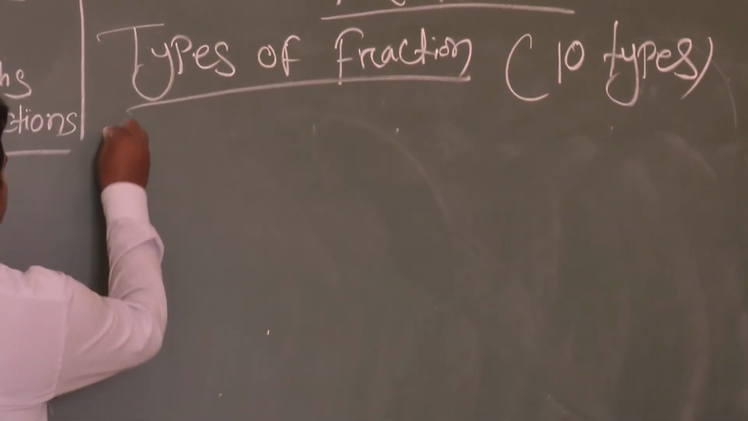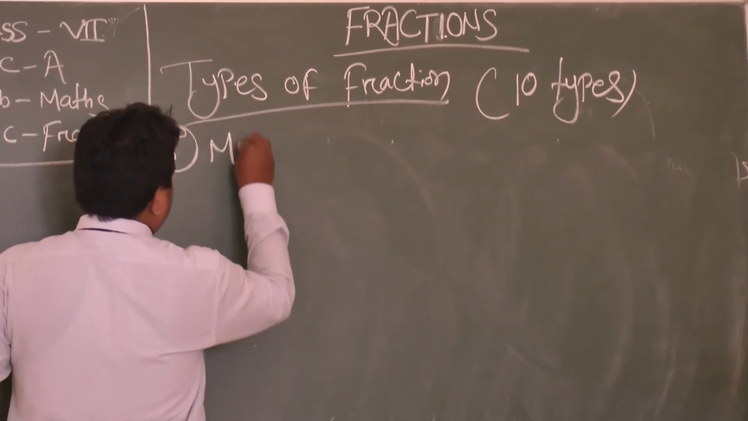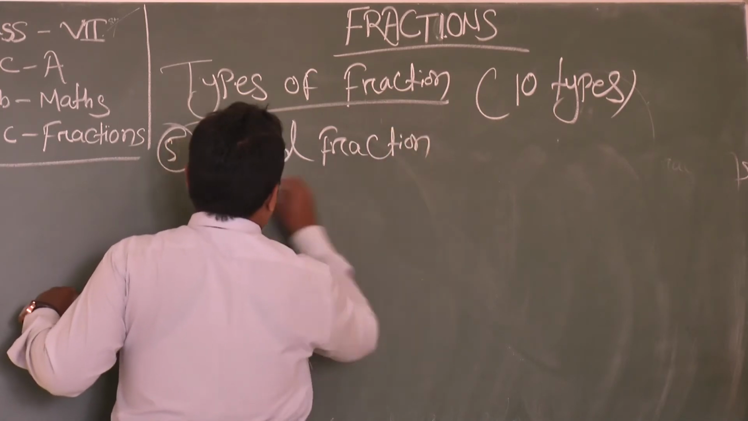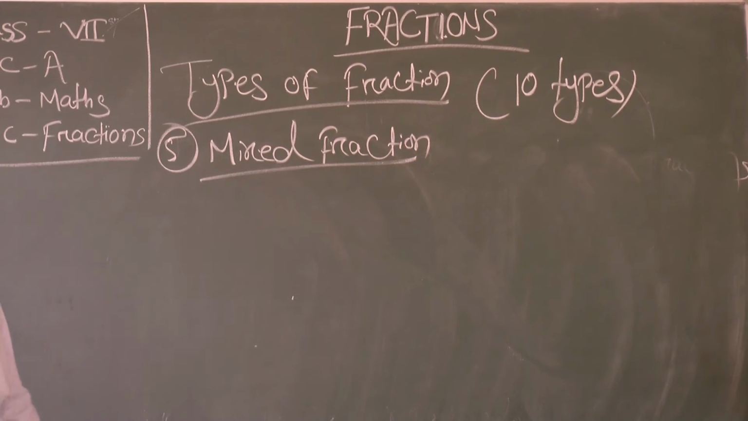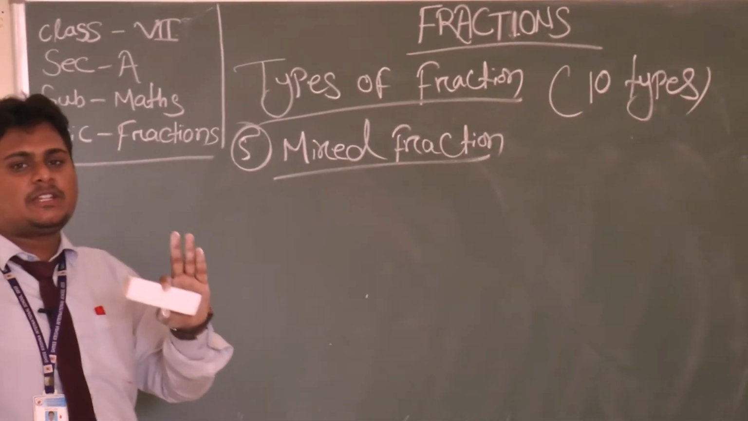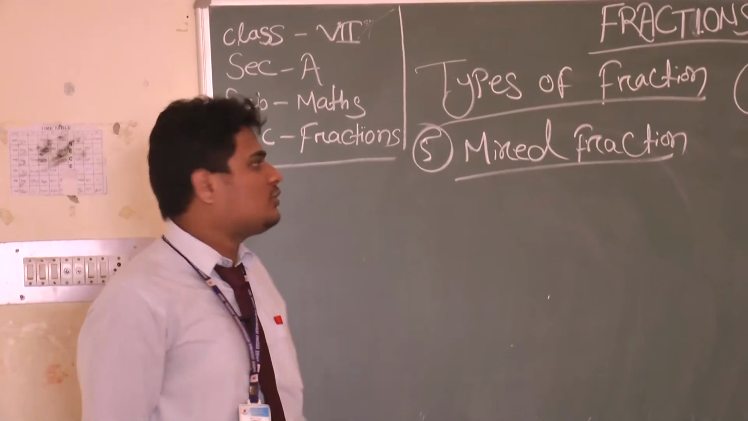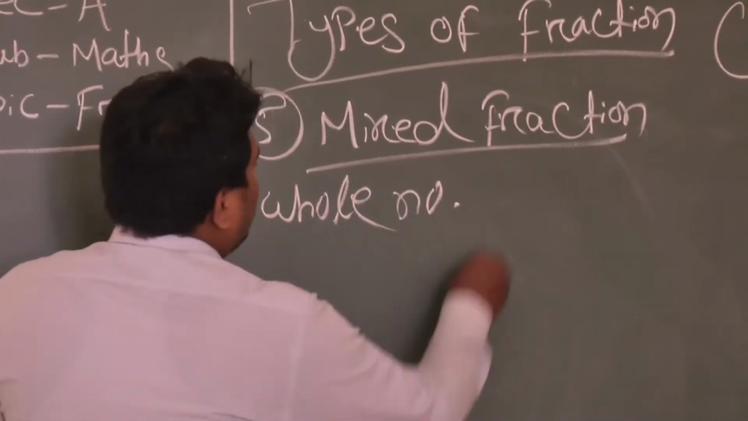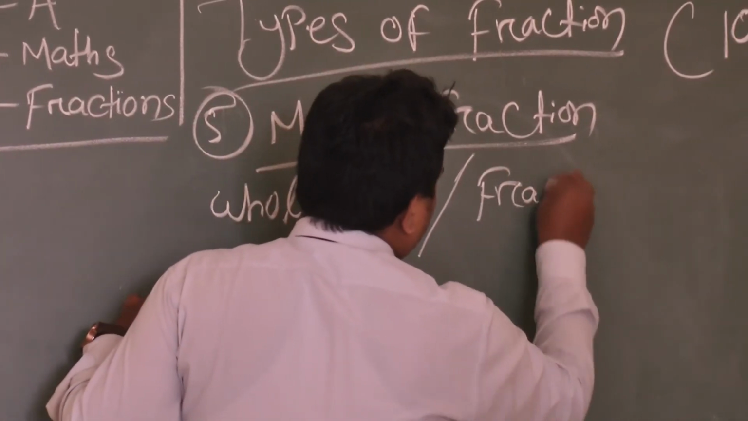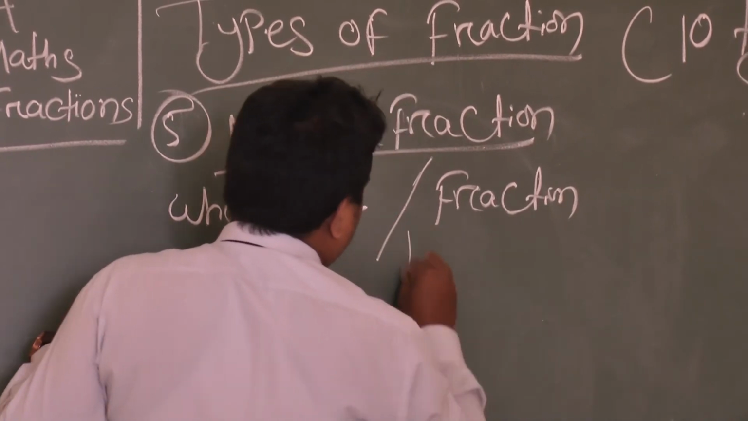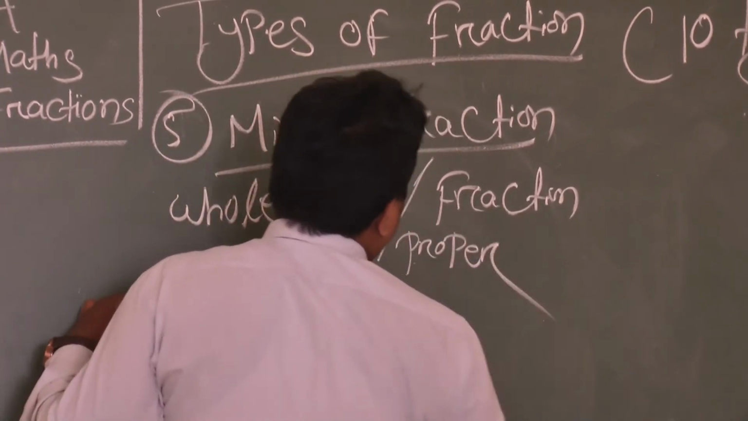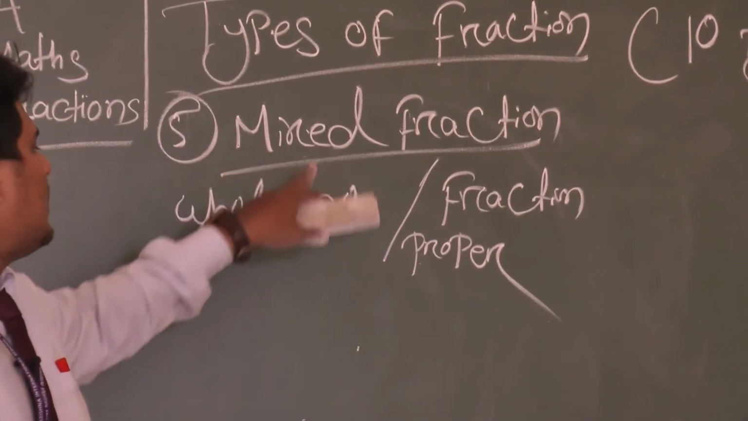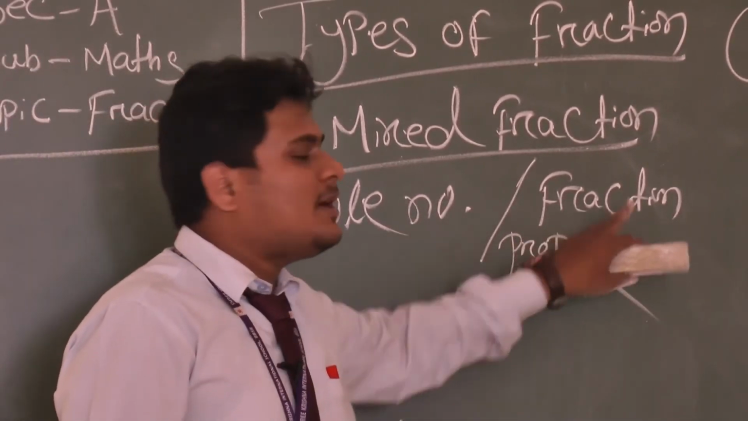Number five is the mixed fraction. Sir, what do you mean by mixed fraction? In a mixed fraction, two parts will be there. What are the two parts? One is a whole number part, another is a fraction, which will be a proper fraction. So there are two parts in a mixed fraction: one is a whole number, another part is a proper fraction.